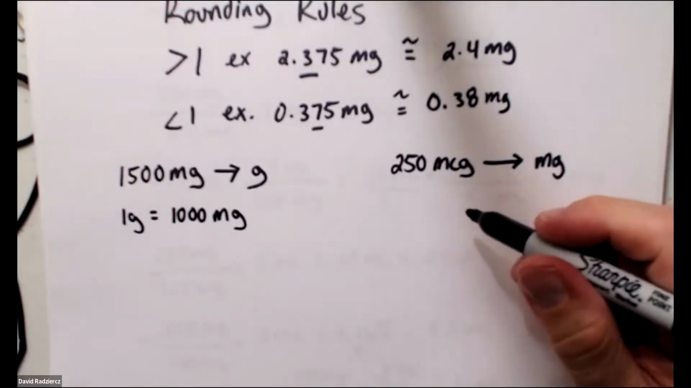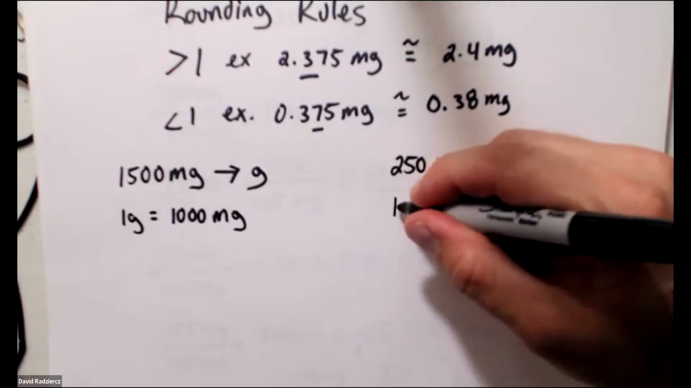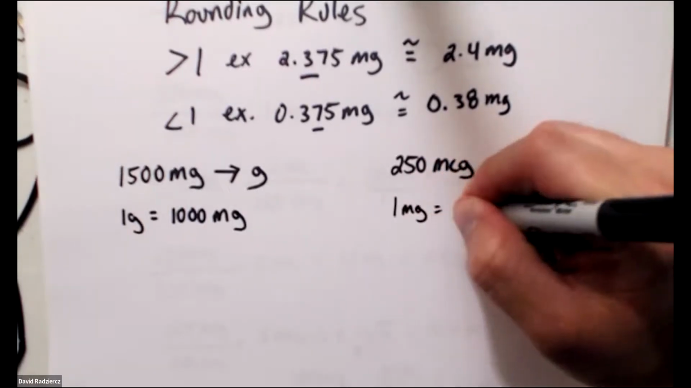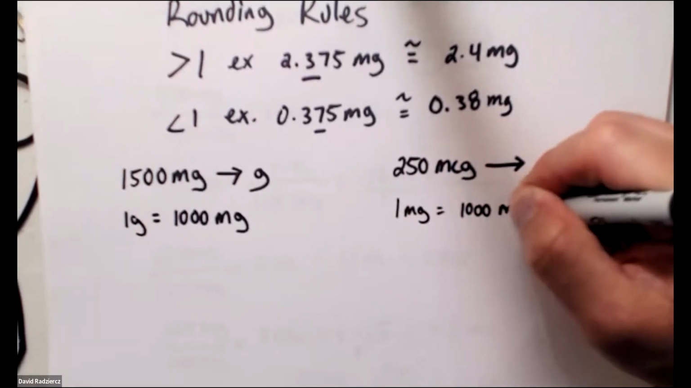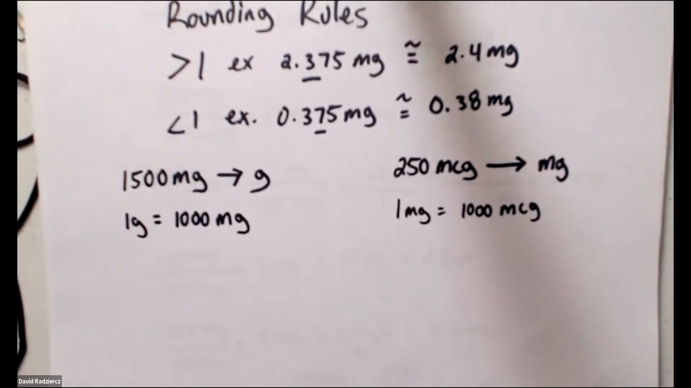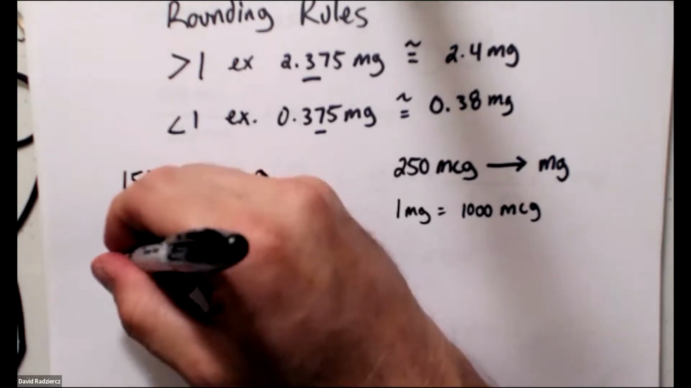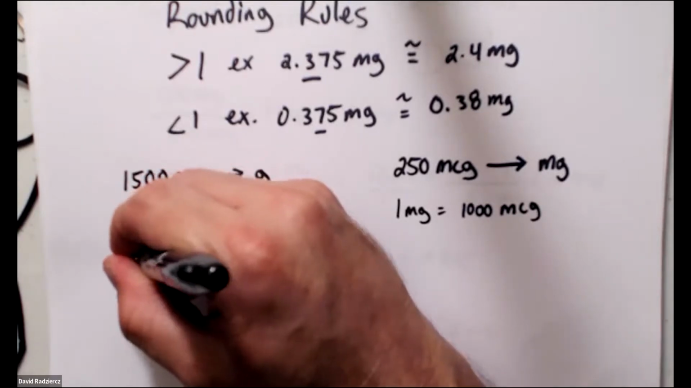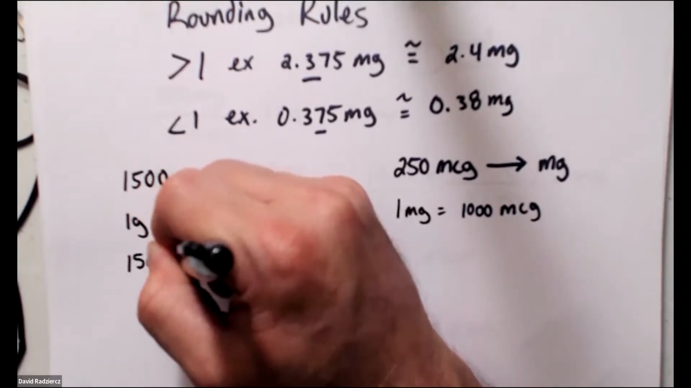For this, I need to know my conversion as well. 1 milligram is equal to 1,000 micrograms. So again, you'll practice that, and then you'll have a better idea of what those are. All right. Next thing. So if I'm going to solve this using dimensional analysis, this is how I would do it.